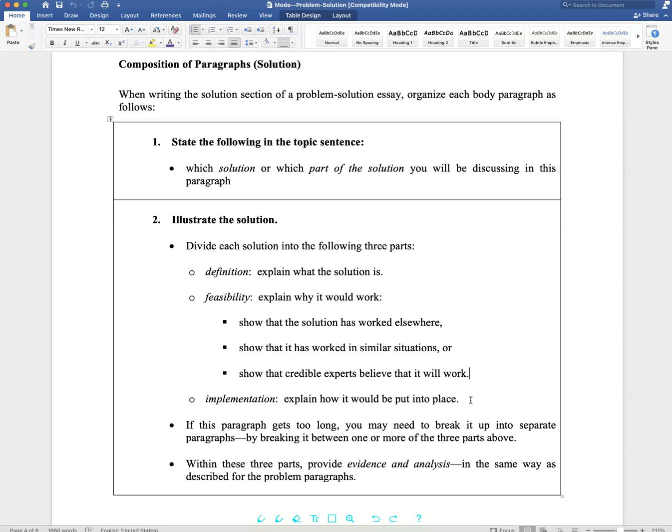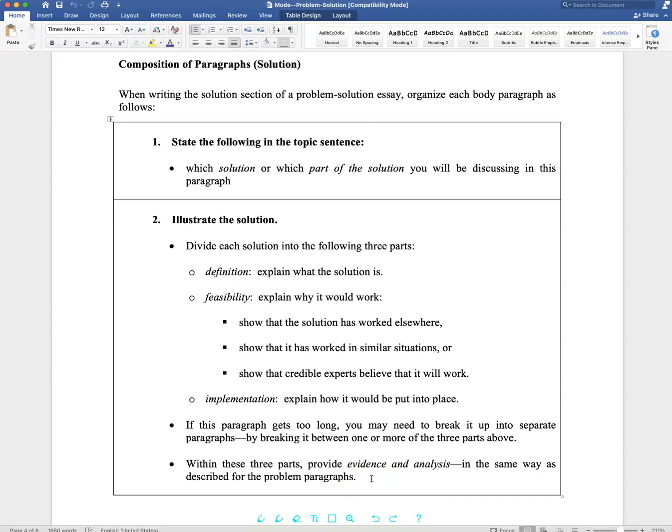Now, if this paragraph gets too long, you may need to break it into separate paragraphs by breaking it between these parts, right? Definition, feasibility, implementation. You could break it between one of these two parts if it's getting too long. And that's why I say sometimes you're just going to give the part of the solution here. And that would be one or more of these parts. But that's just if your paragraph gets too long, or if you have just one solution and you've got a ton to say about it, right? Like there's really a lot of evidence for how well it might work.